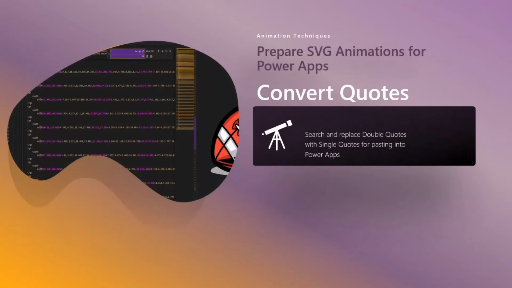One of the first things that we showcased, for those that maybe didn't see the first time, is the ability to convert quotes. When you're working with SVGs, it's going to have a certain quote setup in it, and you need to convert that. So we want to search and replace double quotes with single quotes for pasting into Power Apps, because that's how you do it. And I'll show a demo of that.